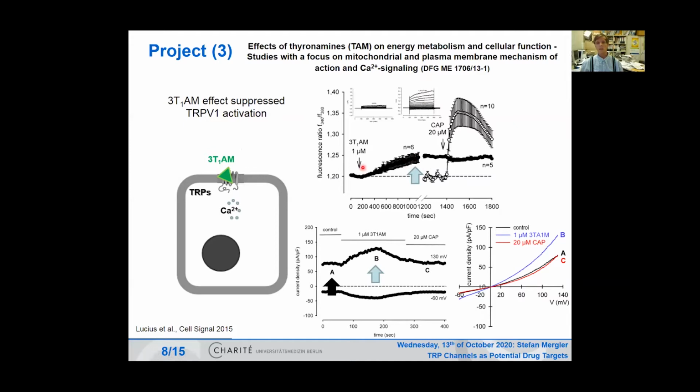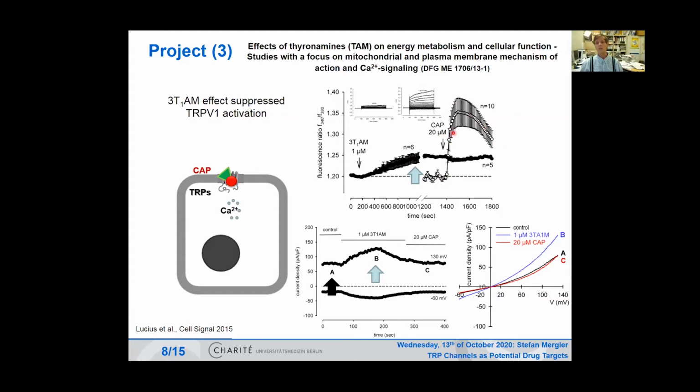That means this is like icilin or menthol activating TRPM8 channels. And we cannot exclude also TRPA1 channel activity, which needs further investigation to check this fact. And you can see that there's an increase of calcium. And afterwards, if we apply capsaicin in addition to activate TRPV1, and this is a control experiment without pre-incubation of thyronamine. There's a clear capsaicin effect as shown here.